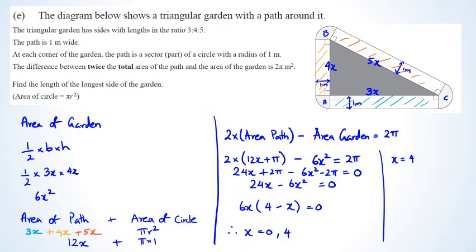Now, have we answered the question? Because I don't think we have. Look at that. Finally, it says find the length of the longest side of the garden. The longest side of the garden in this case is 5x. So it's going to be 5 times 4, which equals 20 meters. And that is the longest side.